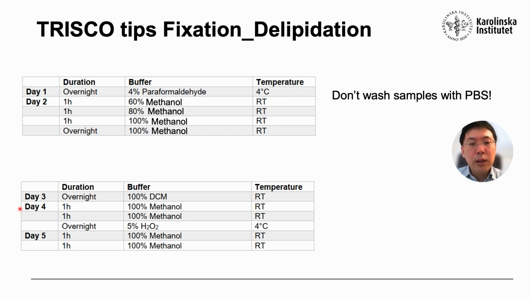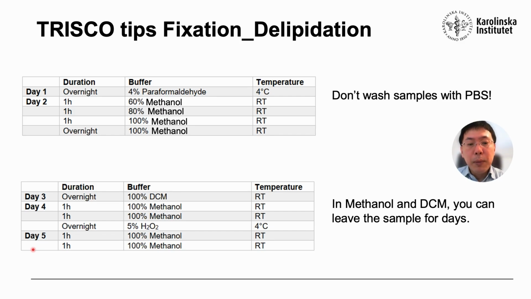Day 3, delipidate the sample with dichloromethane, DCM. Day 4, bleach the sample with hydrogen peroxide. Day 5, methanol wash and hybridization. Here, you can pause the experiment in methanol or DCM for several days without affecting RNA detection. This flexibility can help with scheduling and workflow.